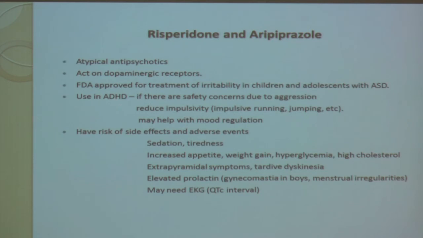We use these medications in the setting of ADHD symptoms if there are safety concerns, such as aggression, or if there is severe impulsivity that the child, in spite of being on stimulants and alpha agonists, is still having, including impulsive running, jumping, etc. That would be a reason to try or add antipsychotic medications. They may also help with regulation of mood. These medications have a risk of side effects, and that's the main reason why we try to not use them as the first-line medications.